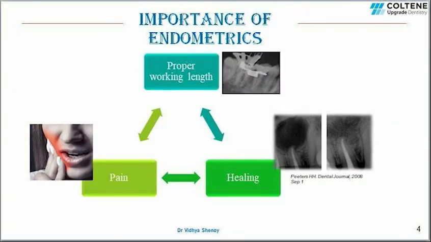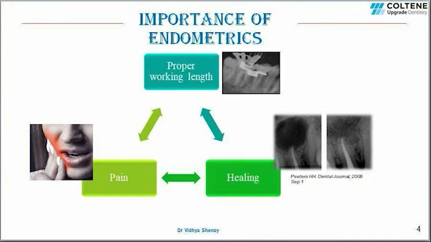Proper working length determination is important for two main reasons. One is to help the patient get rid of the pain. Second is to ensure healing of the tooth. Pain is the most common reason why patients visit dentists, right? This pain is caused by infected pulpal tissue and microorganisms that are present in the root canal system. So we have to ensure that proper working length is determined so that we can remove the infected pulpal tissue and help the patient get rid of pain.